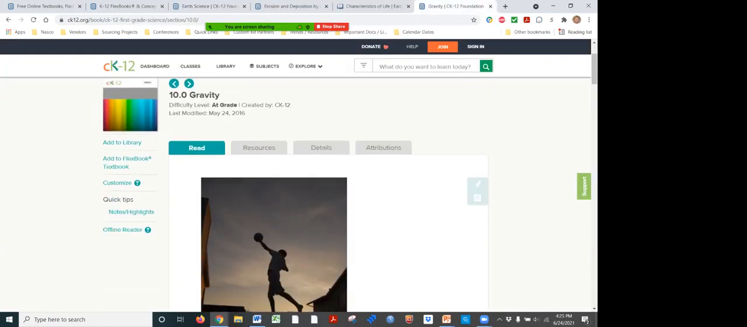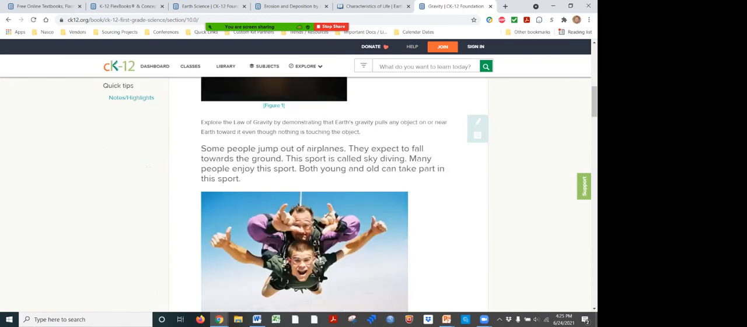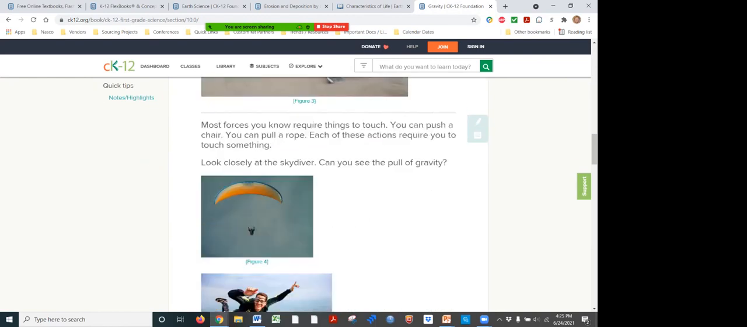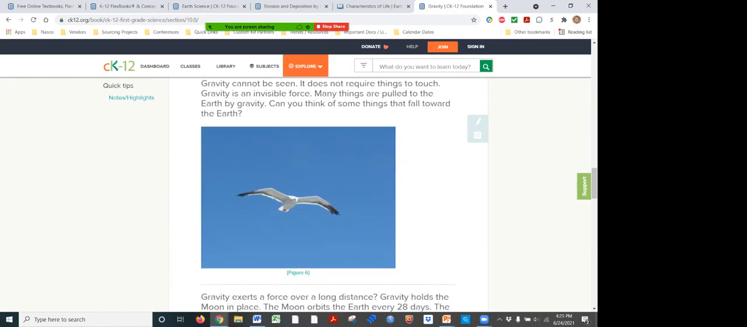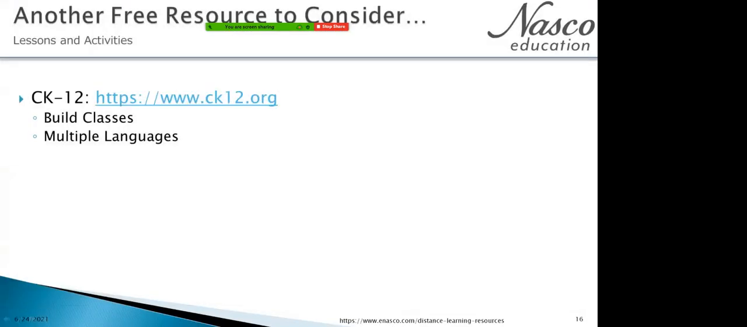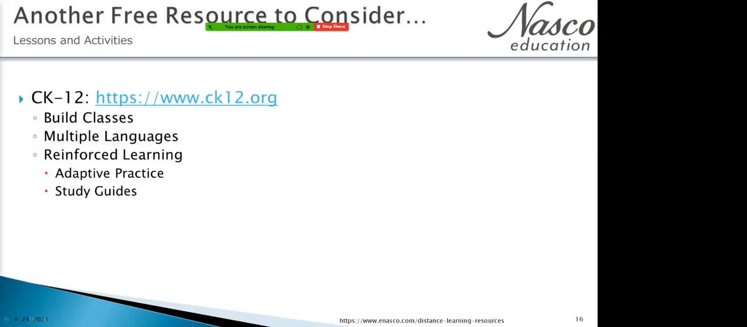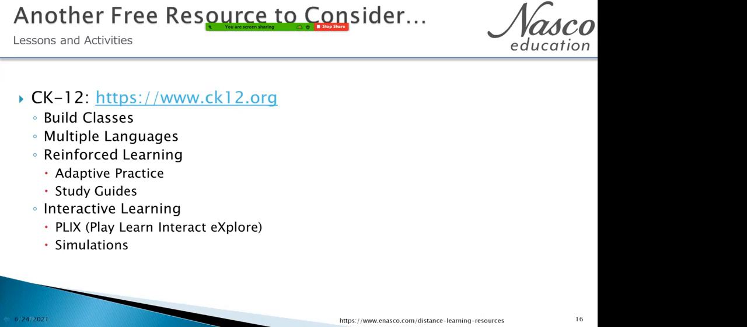And then they also have additional content in other areas. So this happens to be an elementary version of gravity, a little bit at the second grade level. Again, very nice resources to be able to utilize. You can build your classes on it. It's got reinforced learning. So it has something called adaptive practice, where students learn concepts through regular personalized practice. They have study guides, sometimes developed by students to help be the same language. They also have, of course, that interactive learning, PLIX, which is play, learn, interact, explore, as well as simulation. So they have chemistry and physical simulations too. Just a great resource for educators to be able to utilize.